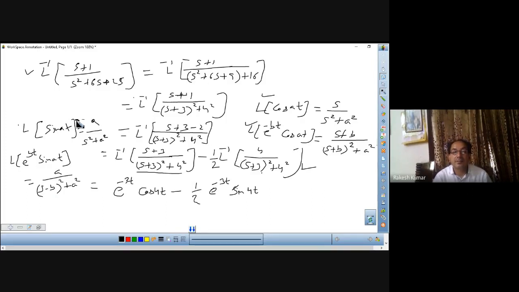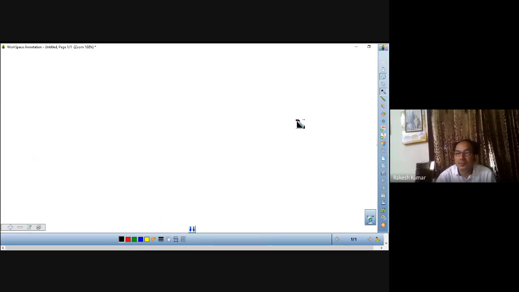In the same way, we can do more questions of Laplace transformation. The questions of Laplace transformation with partial fractions are also very important. Partial fractions we do in the class of 10 plus 2. This is also another important question.